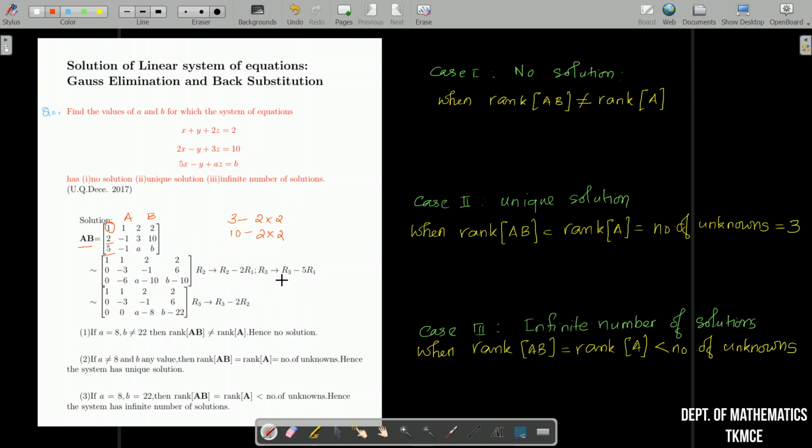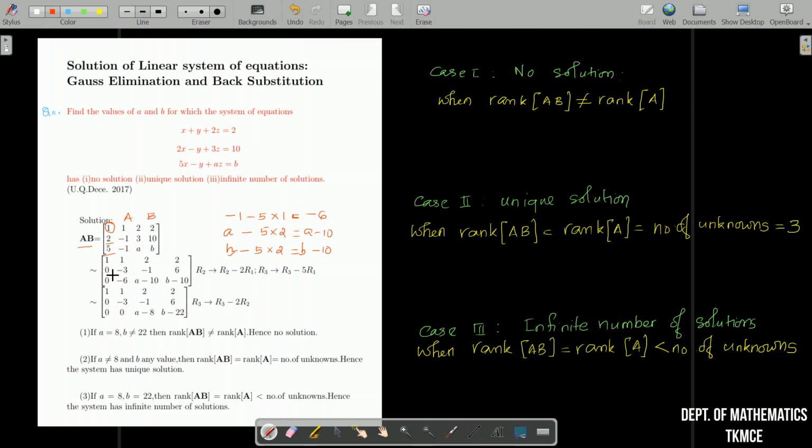Consider the next transformation R3 minus 5R1 applied to every element of the third row. So 5 minus 5 is equal to 0. And the next element becomes minus 1 minus 5 times corresponding element in the first row, and hence we have minus 6. Then we have a minus 5 times corresponding element in the first row, 5 into 2, so it is a minus 10. And the next element becomes b minus 5 times corresponding element in the first row, and hence we have b minus 10.